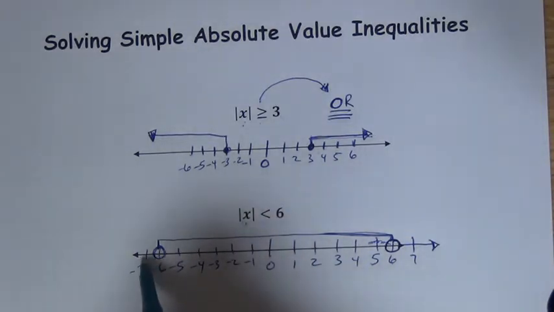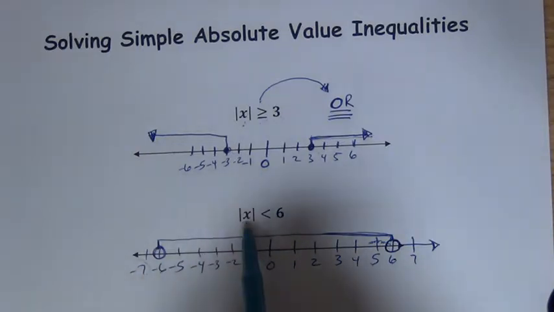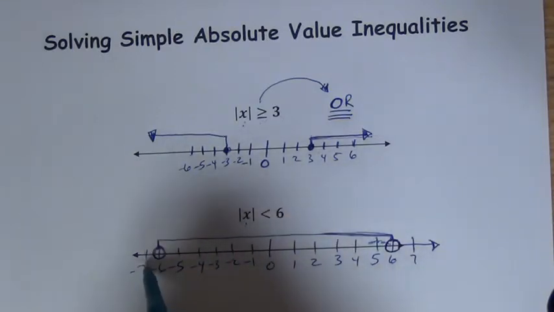If I get farther to the left of -6, if I grab -7, -7 is not less than 6 units away from 0. And if I plug in -7 into my absolute value inequality, it won't make sense. The absolute value of -7 is 7, and 7 is not less than 6. So I know this won't be a solution.